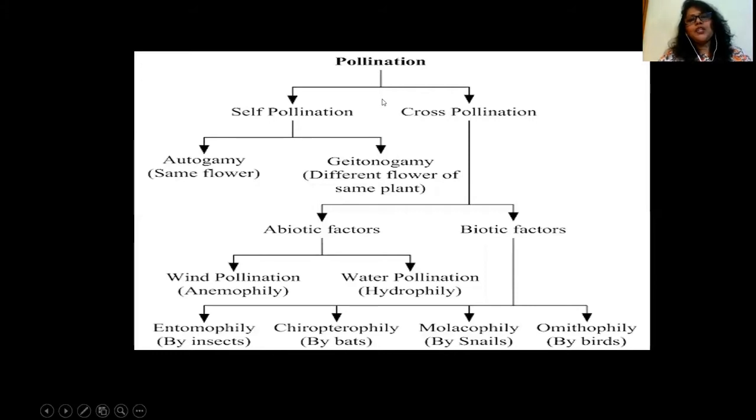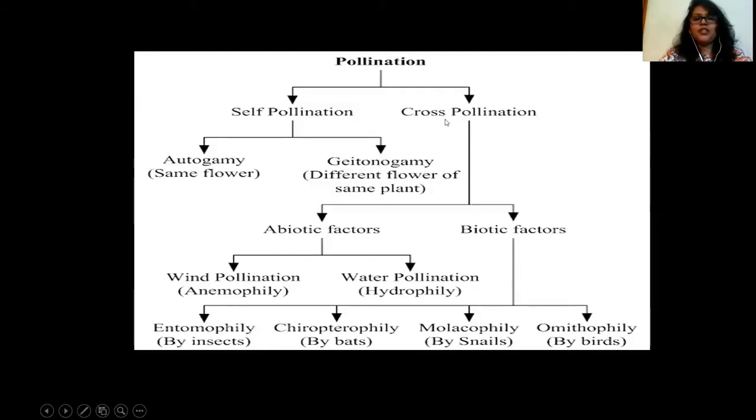Pollination, as we have discussed earlier, is of two kinds: self-pollination and cross-pollination. Again, self-pollination is of two types: autogamy and geitonogamy. We will discuss it later. But look at this picture.